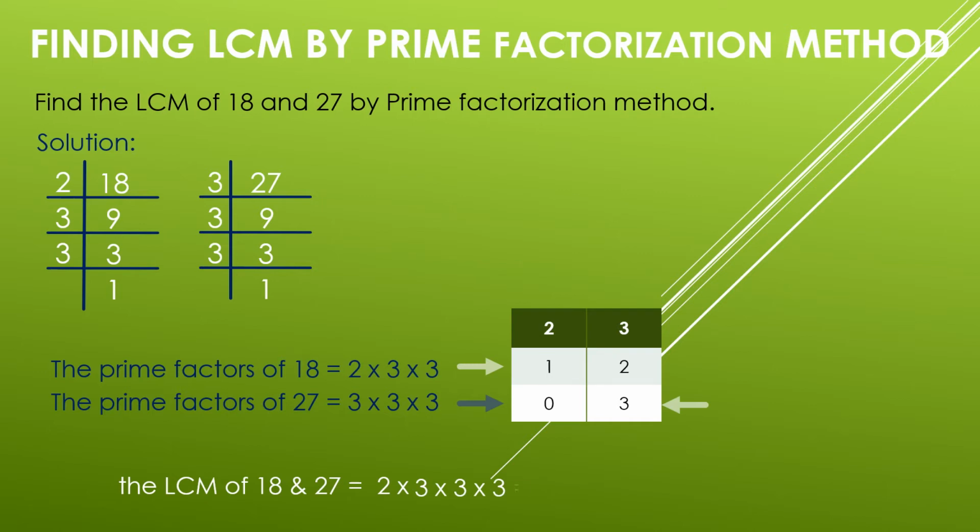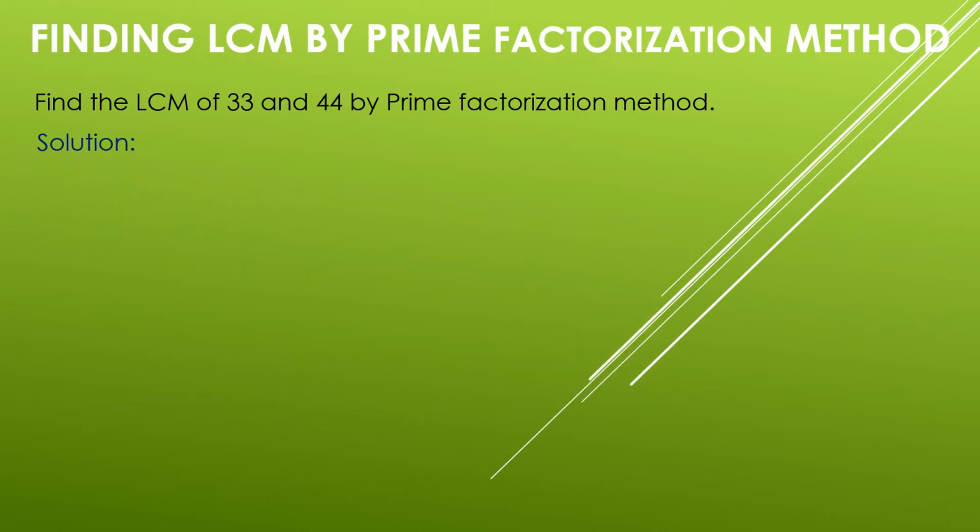Now do the multiplication. We get 54. Thus, the LCM of 18 and 27 is equal to 54. Let's try one more question. Find the LCM of 33 and 44 by prime factorization method.